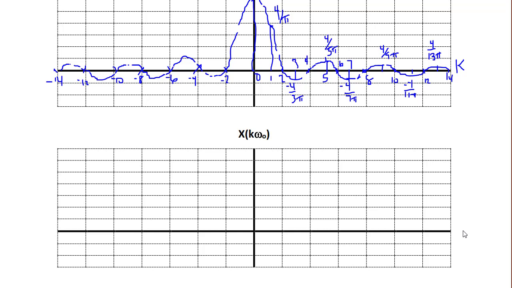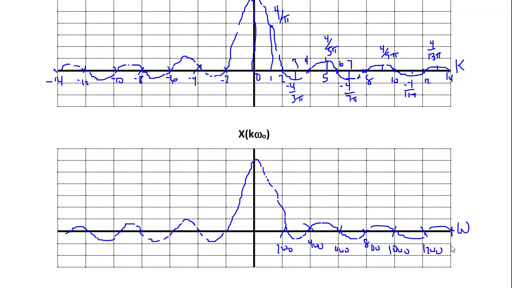So now you would think about this would be x of k omega naught, where the horizontal axis is omega. The first thing I want you to see is that the shape is exactly the same. So here's my sinc again on both sides, where it's decaying by that shape 1 over t. And now my zero crossings are 2 omega naught, 4 omega naught, 6 omega naught, 8 omega naught, 10 omega naught, 12 omega naught, and 14 omega naught. And the value at 0 is still 2.